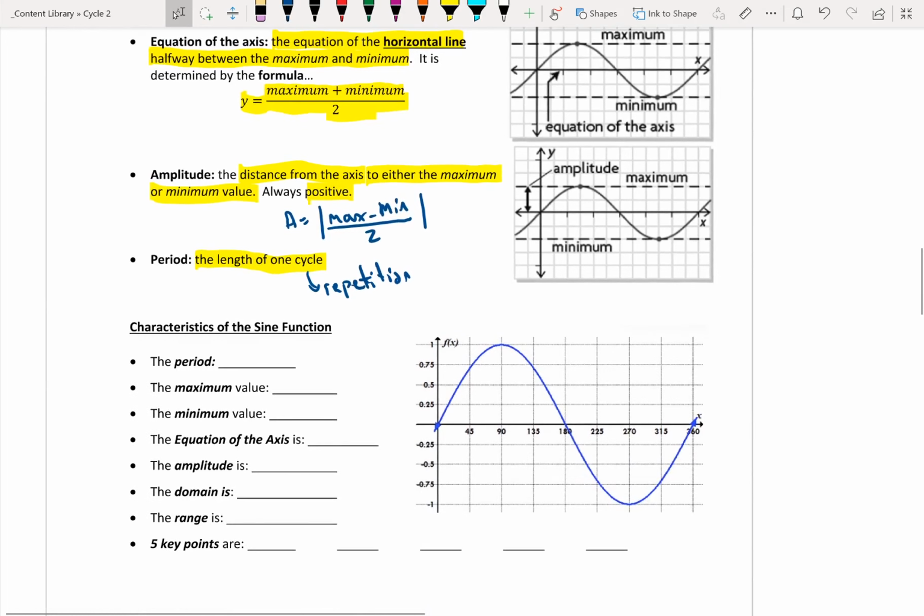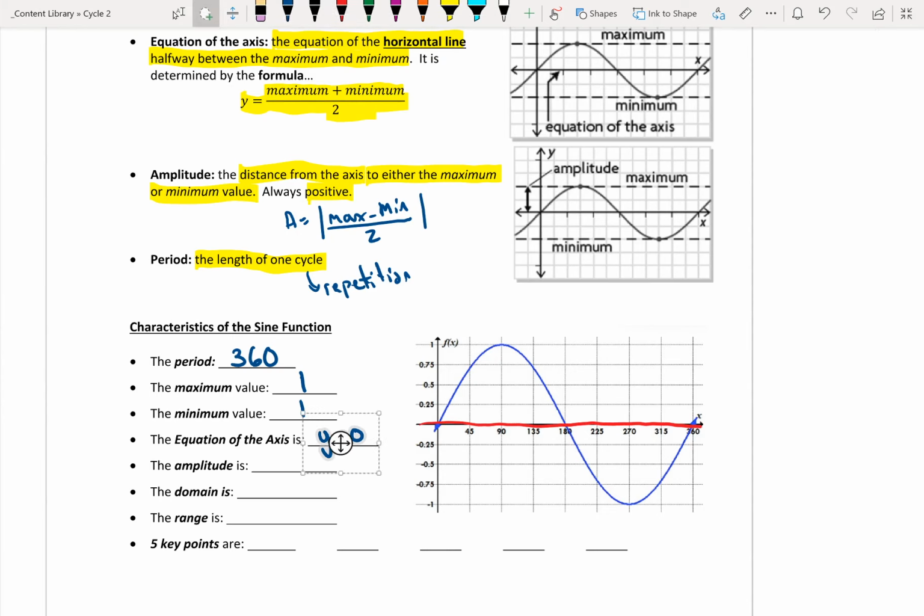We talked about the sine function, we've graphed it, and we saw some of the values from a table of values. This is going to be our key periodic function going forward. There are some characteristics of it that we need to be aware of. The period, or the length of one repetition, is 360. Our maximum value is 1, our minimum value is -1. The equation of the axis is y equals 0.